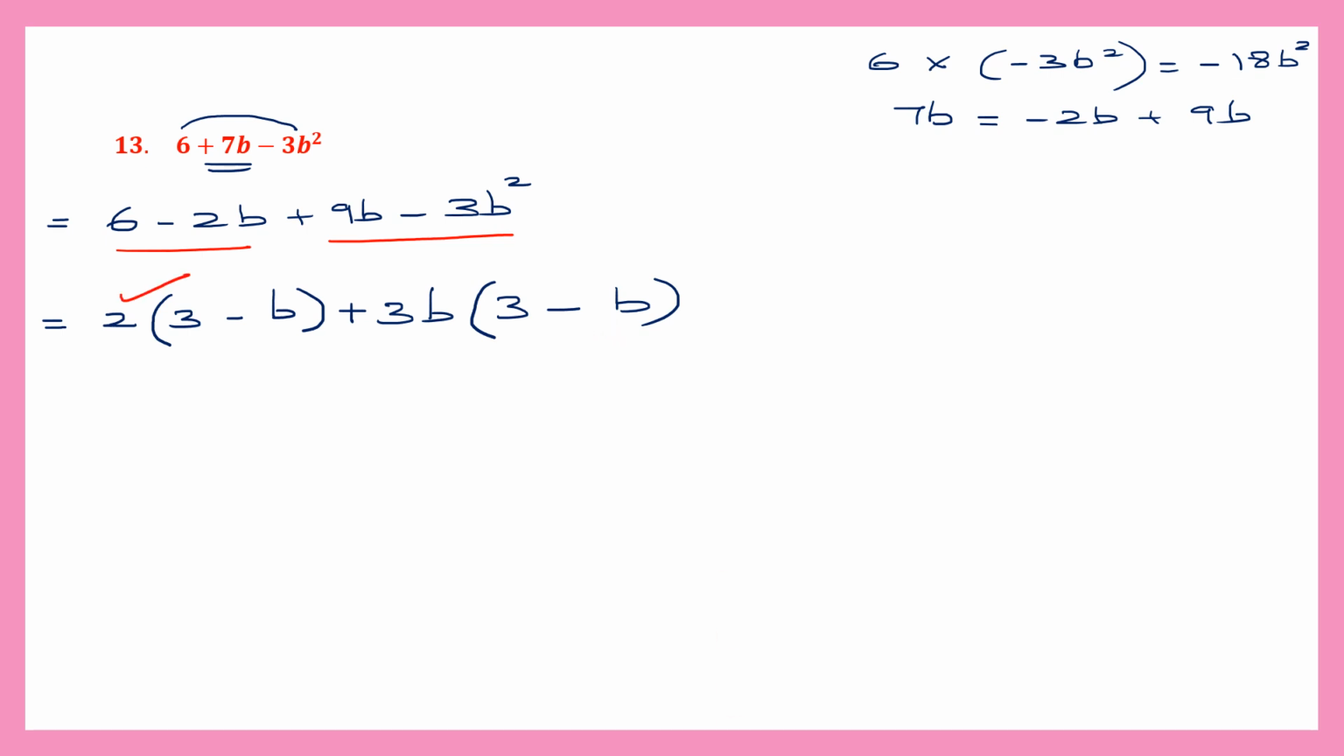So write only this and this. So what do we get? 2 plus 3b and 3 minus b. So these are the factors and this is my answer.